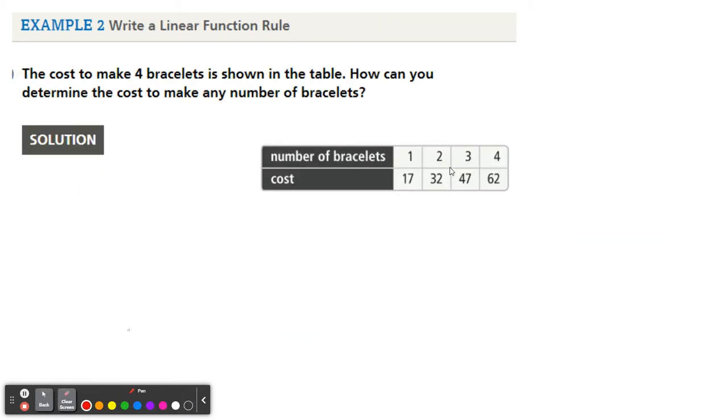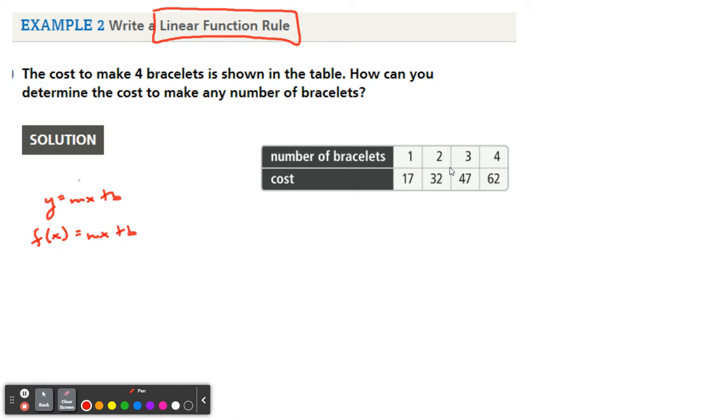All right, so it says the cost to make 4 bracelets is shown on the table. How can you determine the cost to make any number of bracelets? We are going to write what's called a linear function rule. Now, when you do this linear function rule, it's going to be in the form of slope-intercept form, y equals mx plus b. But again, we're going to do f of x equals mx plus b today.